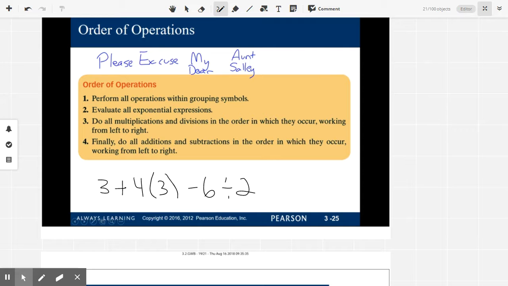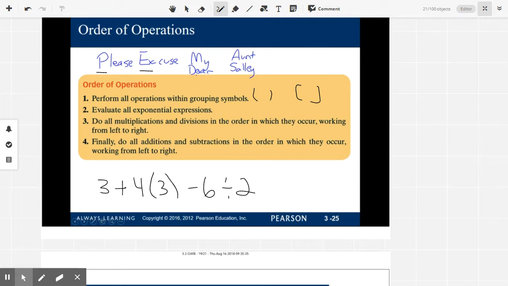The thing I had always remembered growing up was please excuse my dear Aunt Sally. P stands for parentheses. You have to do all operations that are within grouping symbols or parentheses. If you see brackets, brackets are the same thing as parentheses. All the operations inside the parentheses have to be finished before you move outside the parentheses.